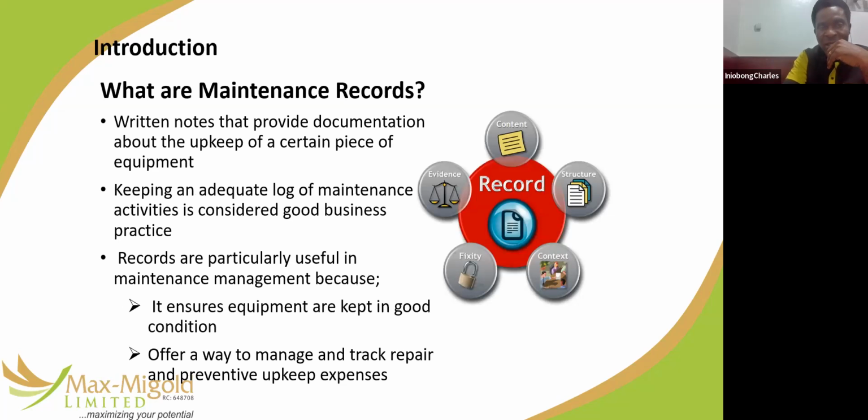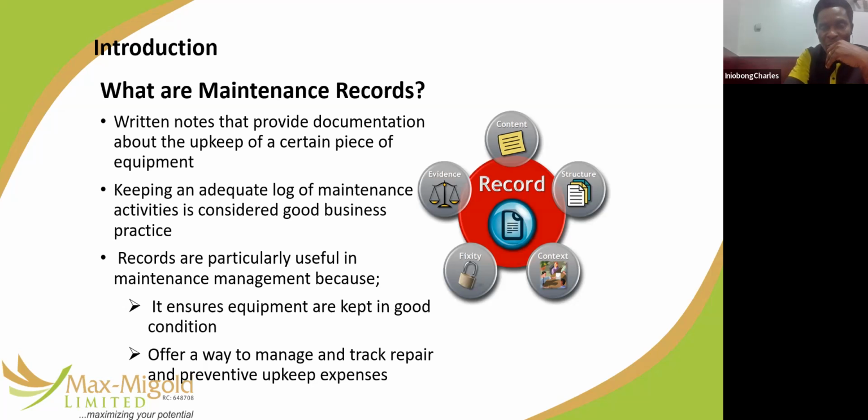Maintenance records are written notes that provide documentation about the upkeep of a certain piece of equipment. So, for every equipment, you must have a maintenance note. A record of all the things you've been doing on that particular facility. Why? Because this is what you will use during your subsequent planning.